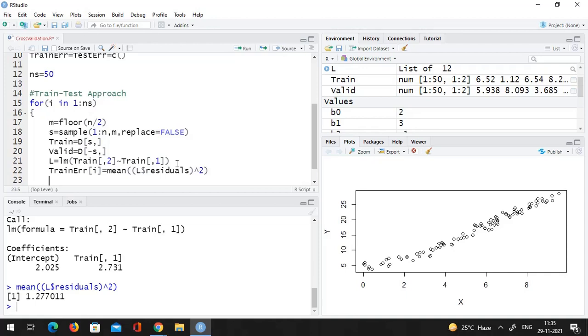Okay, yes. What about test error? How do I get the test error? Ma'am, we'll predict first y from the intercept and coefficient. We'll set up a model and then predict y for the test values that we have set.